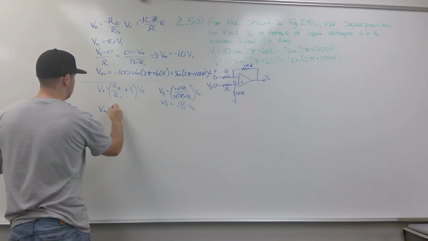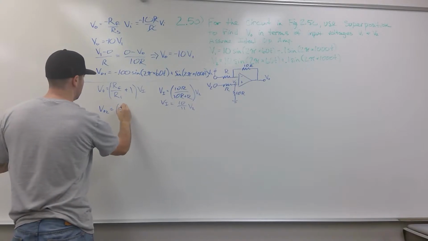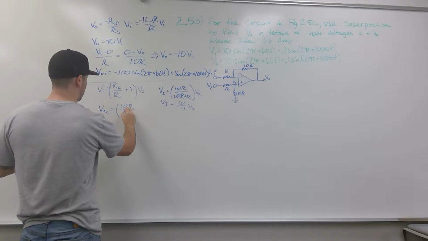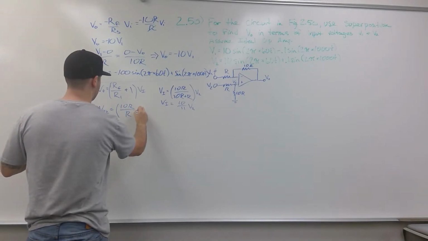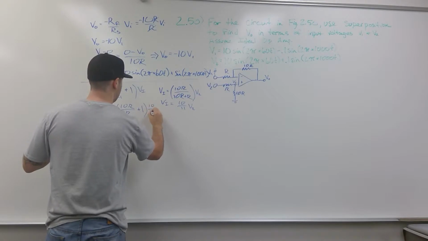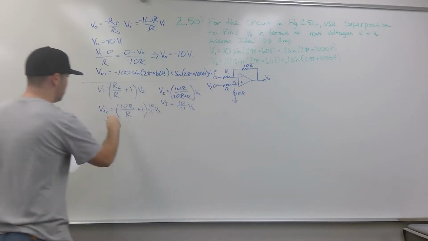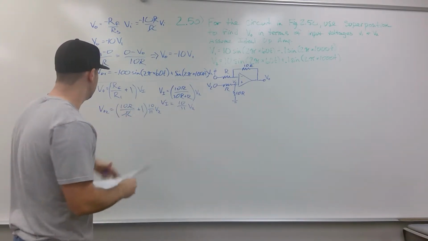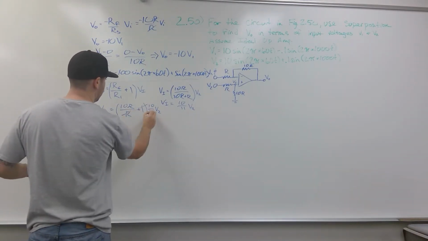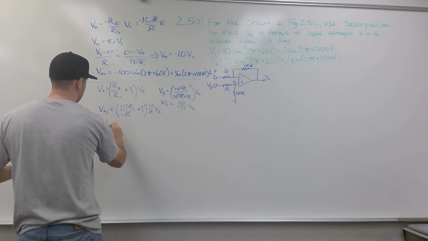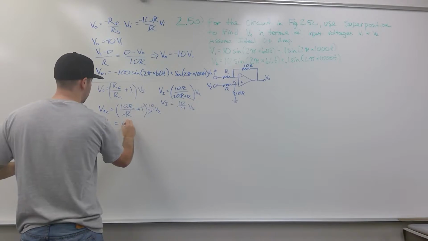V out 2 equals 10R over R plus 1, 10 over 11 V2. These R's cancel out. And then this will be 11, so this 11 will end up canceling with that 11. And you get V out 2 equals 10 V2.